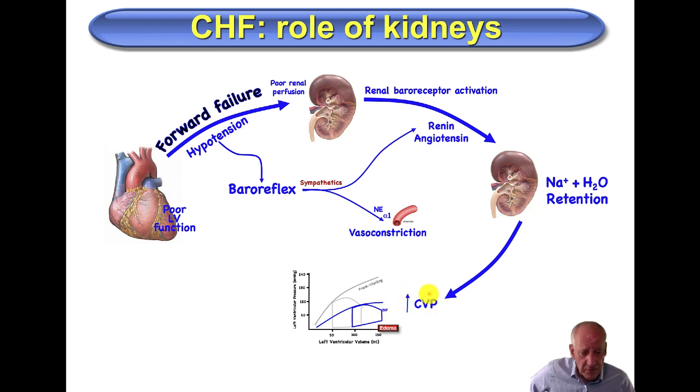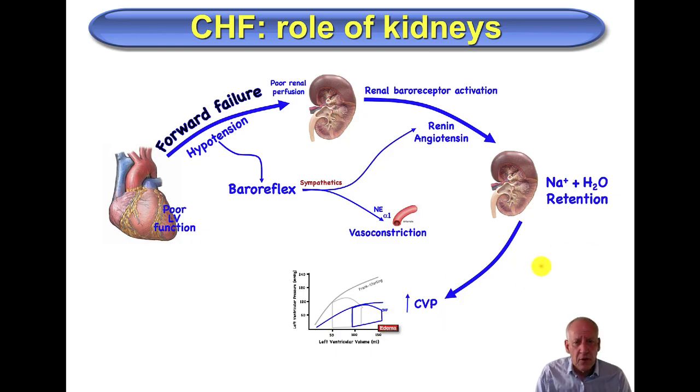Initially, this is a helpful adaptive response because it allows the ventricle to operate at higher filling volumes and take advantage of the Frank-Starling length-tension relationship. However, stimulated by this signaling mechanism, the kidneys can load the venous reservoir with too much fluid, volume overload, and this volume overload can set the stage for pulmonary edema.